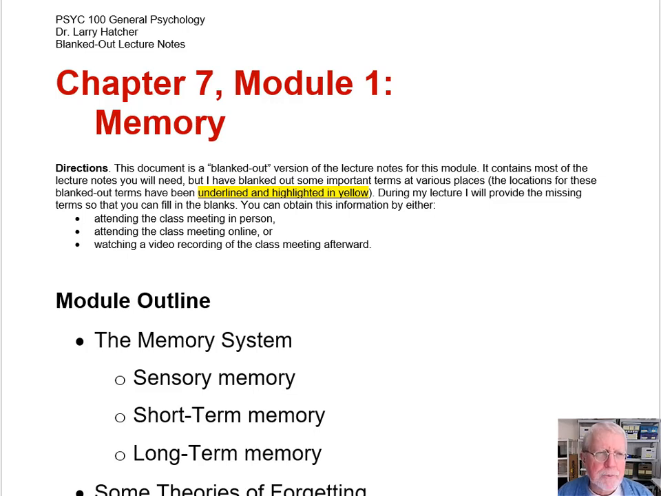I am Larry Hatcher. This is Psych 100, General Psychology. And this lecture is going to be Chapter 7, Memory. I'll be lecturing on my lecture notes that are headed Chapter 7, Module 1, Memory.